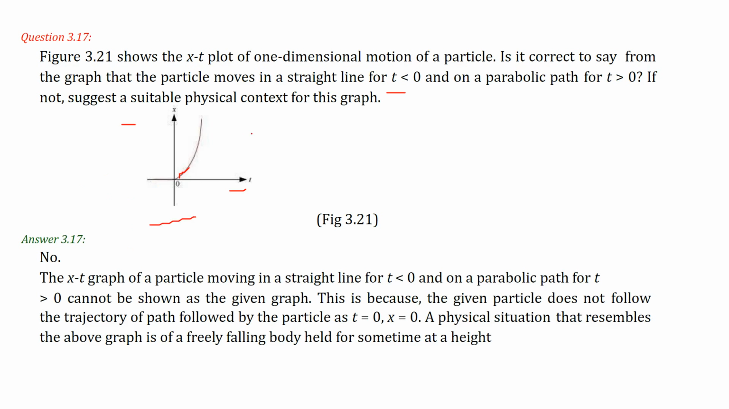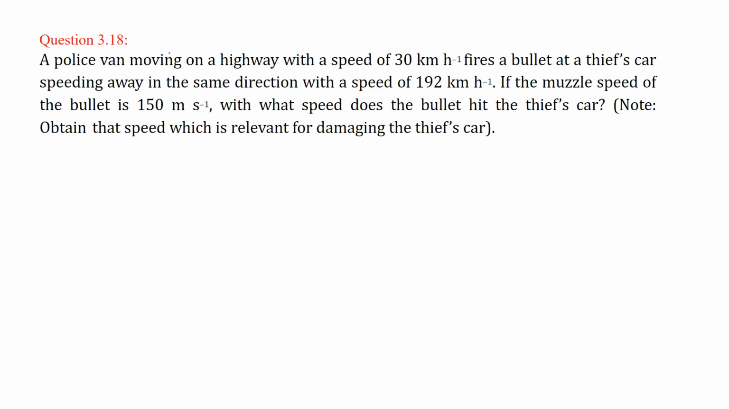The answer is outright no. The xt graph of a particle moving in a straight line for time less than 0 and on a parabolic path like this for t greater than 0 cannot be shown like this. Why? Because this particle does not follow a trajectory or path followed by the particle which is at t equal to 0, x equal to 0. And a physical situation which resembles this is an object which is falling freely from a certain height.